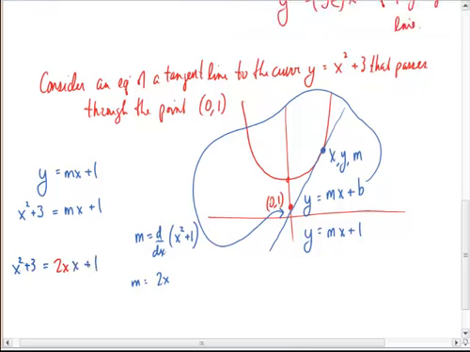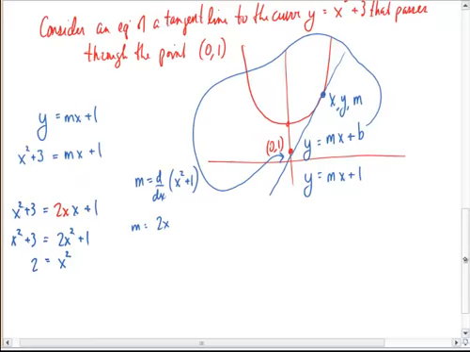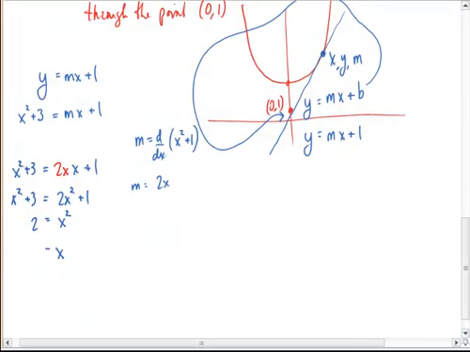I'm going to now simplify my equation. And when I solve for x squared, I get x squared is equal to 2, and x is equal to plus or minus root 2. I have two solutions. So what could this mean?